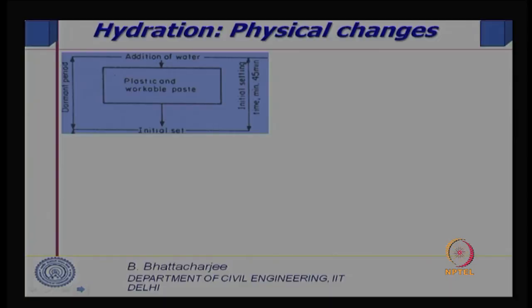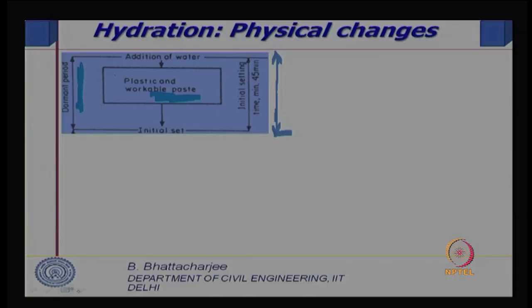Well, physical changes, as we can see: addition of water, we get a plastic and workable paste. This is chemically what we call the dormant stage, and it then solidifies such that if you disturb it further after this stage, then it will lose some of its property. So, that state we call initial set.